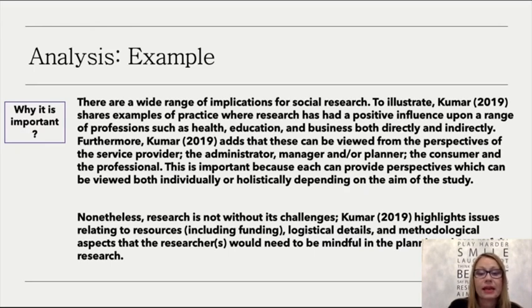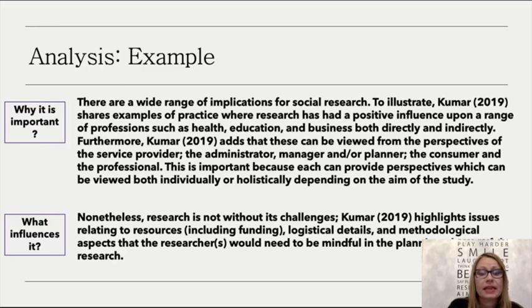Now, if we look at that second paragraph here, nonetheless, research is not without its challenges. So we're really starting to think about the negative effects here without using the words negative. So again, we're starting to think what influences this, what influences research, for example.